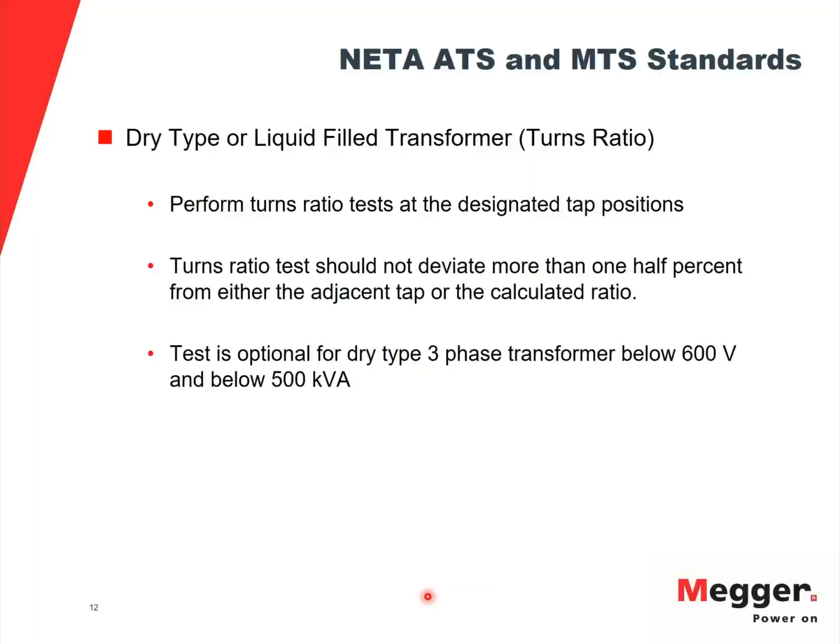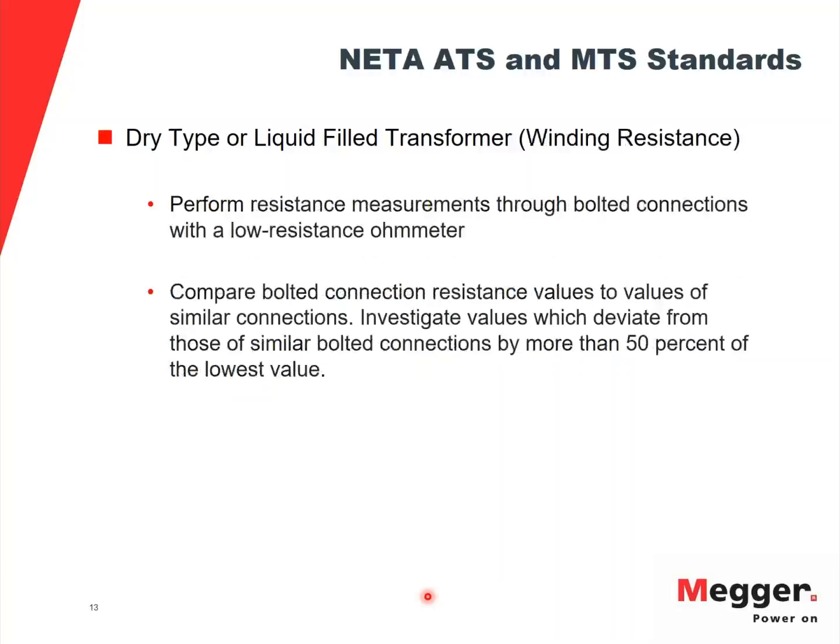One of the exceptions is that if you run into small dry type transformers that are rated below 600 volts and below 500 kVA, the TTR test is optional. Likewise, for the winding resistance, this test is also recommended in the standard, both ATS and MTS. And the criteria for analyzing the reading is that if you see any deviation of more than 50% from the lowest value, either between the phases or similar transformers, it is recommended to investigate those results.